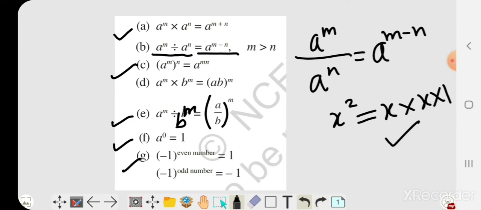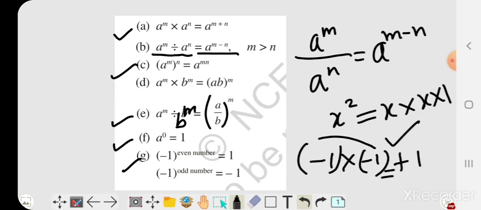Now here, minus 1 to the power even number is equal to 1. Like minus 1 into minus 1 gives plus 1. So if power is 2, here minus 1 into minus 1 we have done 2 times. We have multiplied minus 1 by minus 1. Yes, we have got a positive number. In this case we get a positive number, and if minus 1 is raised to any odd power, then we get a negative number, means minus 1. So these were the laws. I have just revised these laws, though we have done all these yesterday.